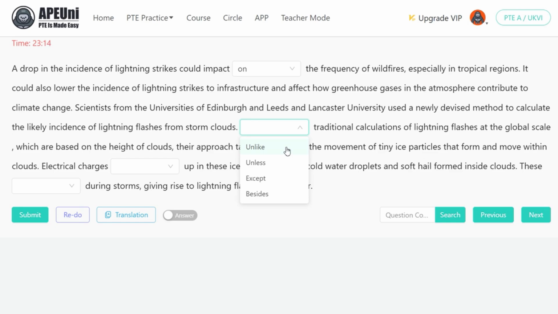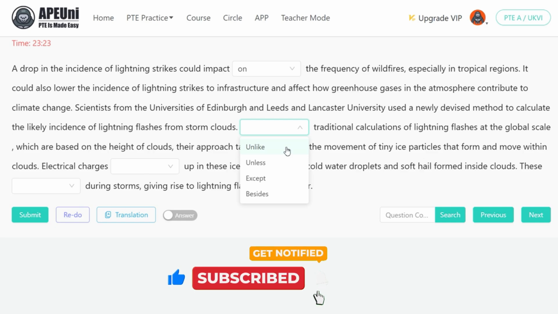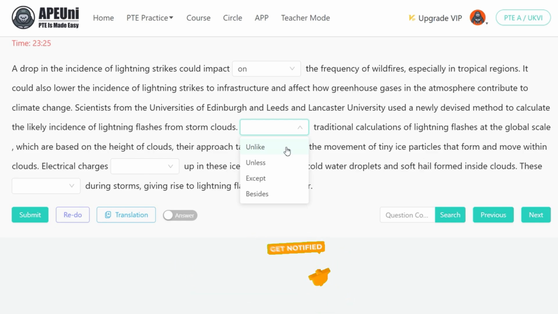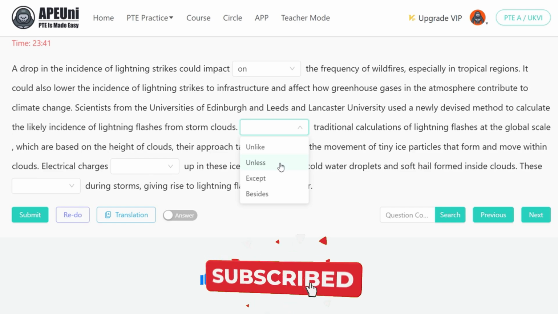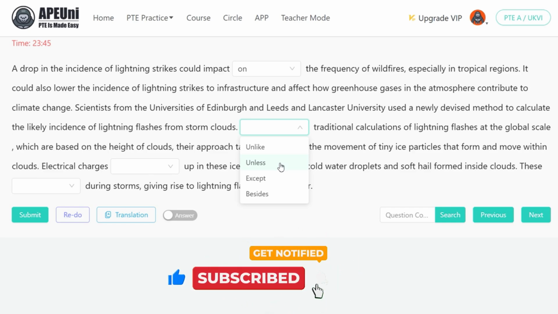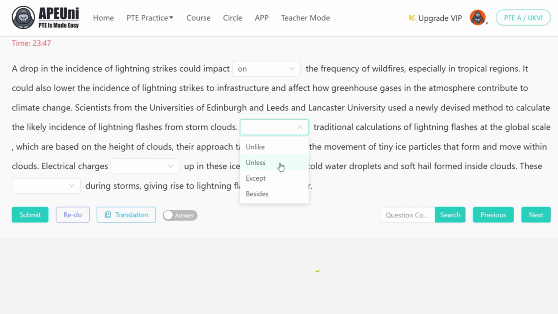If we try to understand with other examples, unlike older designs, the new model has smart sensors. Unlike previous results, these show clear improvement. So this is a correct option. But let's move towards others and try to understand why we are not choosing these options. Unless indicates a condition, not comparison, right? For example, you won't pass unless you study. She won't come unless invited.